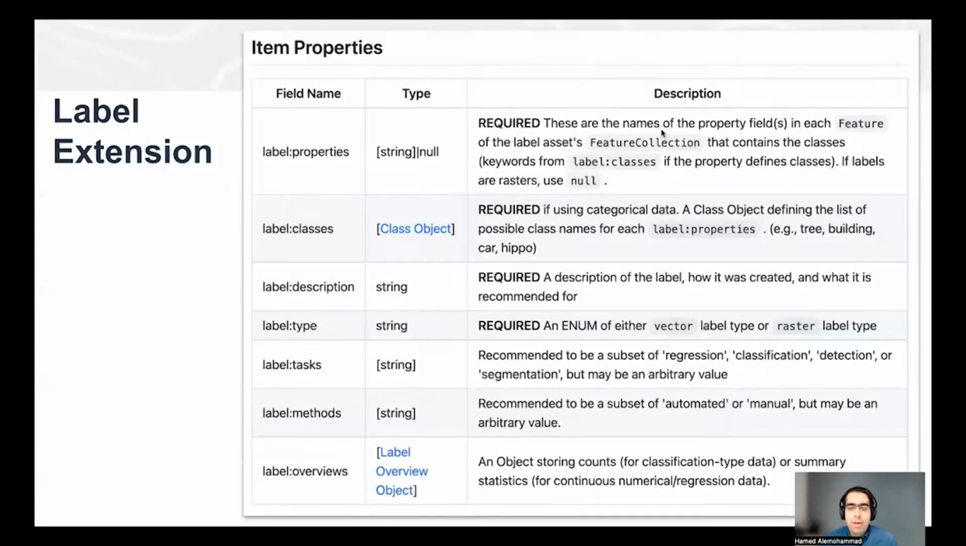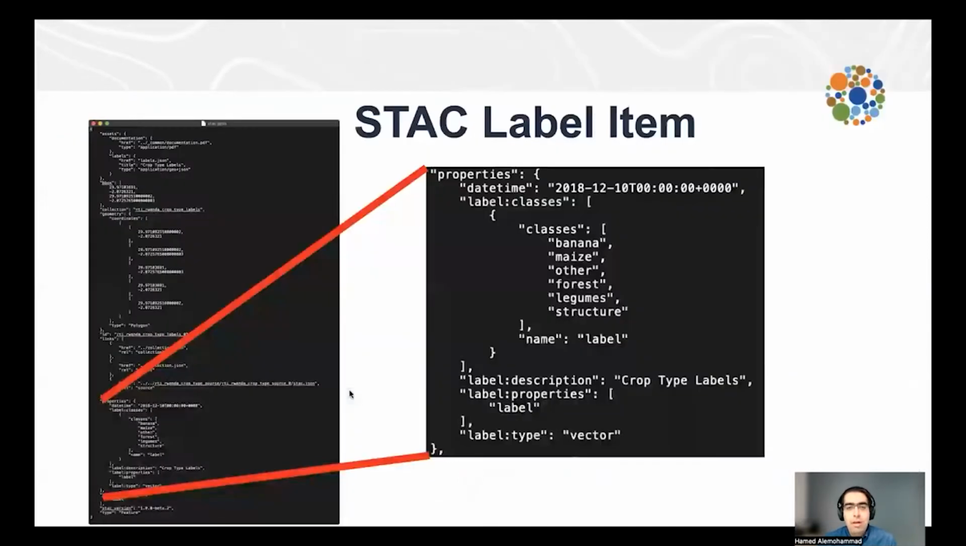So the label extension, as you see in this table, which is the item properties, covers a set of properties that are applicable specifically for labeled data sets. This can include generic properties, classes that particularly are applied to categorical labeled data sets, a description, a type of label, and at this time, label extension supports both vector and raster type of labels, and other kind of optional properties here.